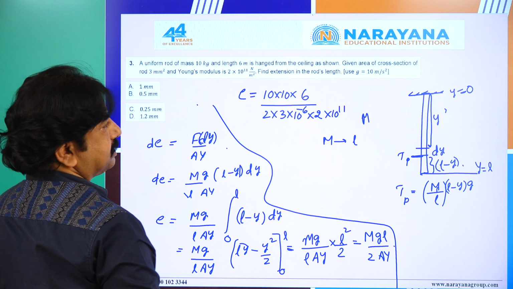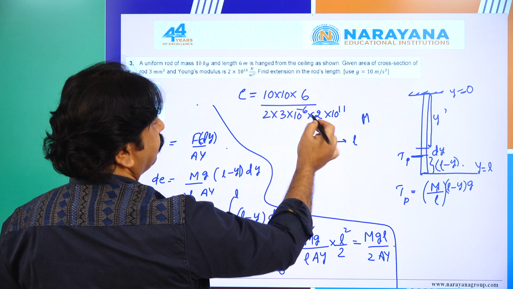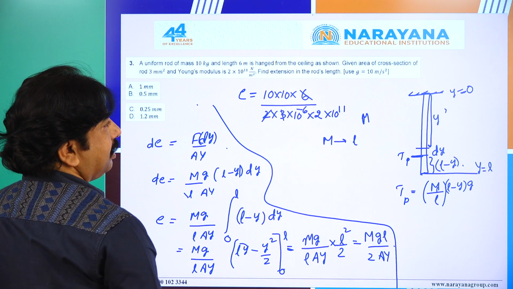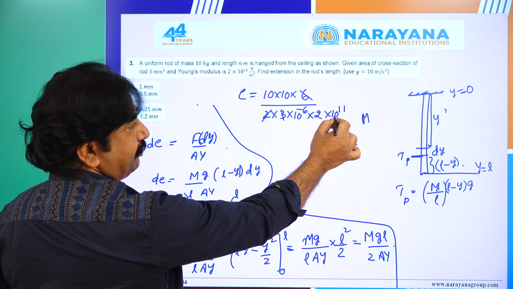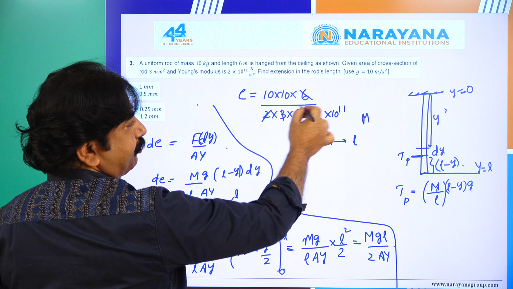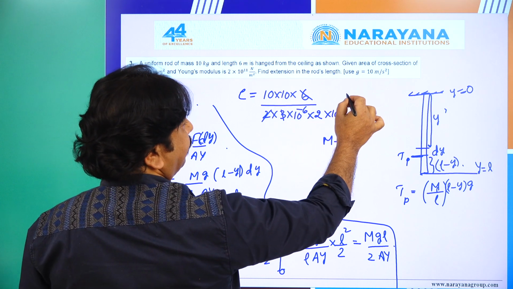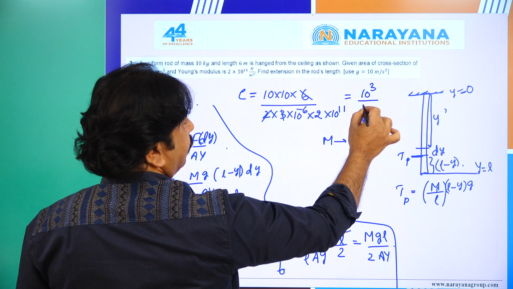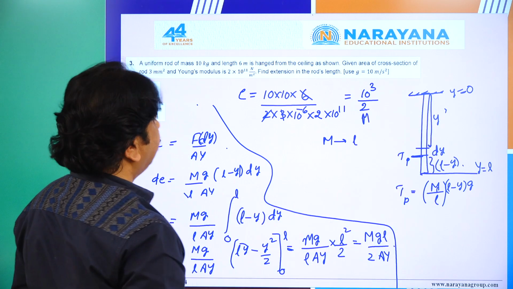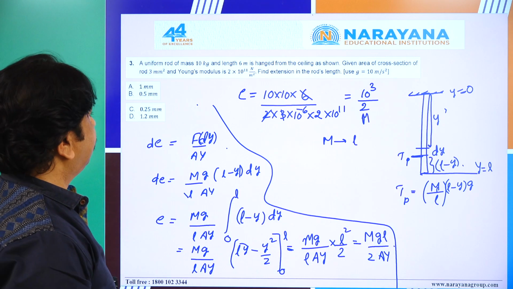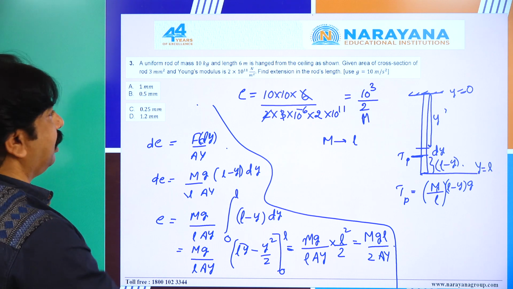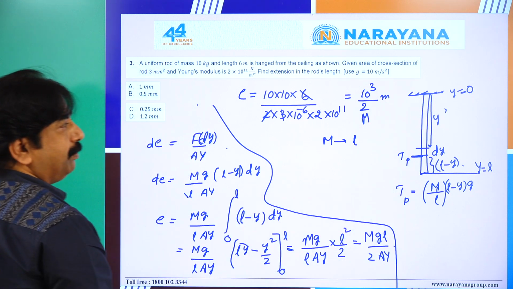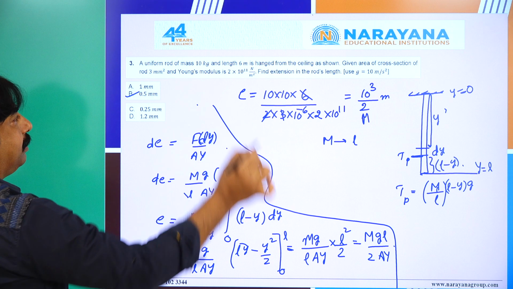After the calculations, the 2 and 2 cancel, the 3 and 3 cancel, and the 6 gets cancelled. Now the final one: 10 to the power of minus 6, 10 to the power of 11, 10 to the power of 5, so this is 10 square. Finally we can write 10 cube by 2, which is 0.5 millimeter. So option B, 0.5 mm.